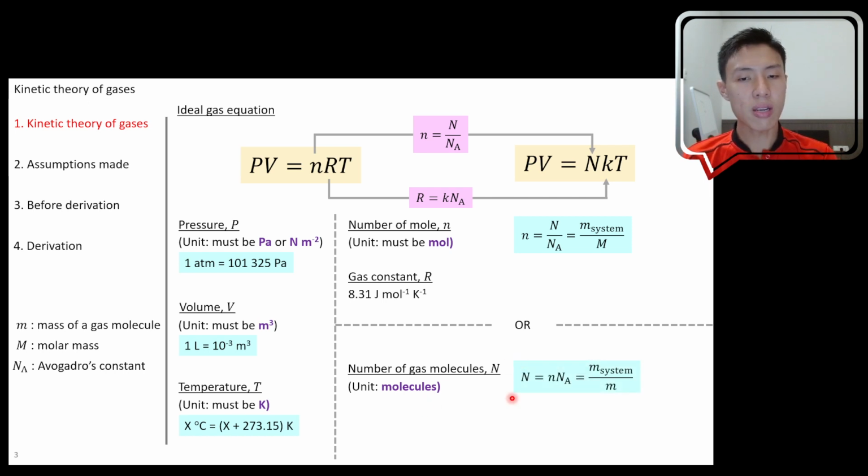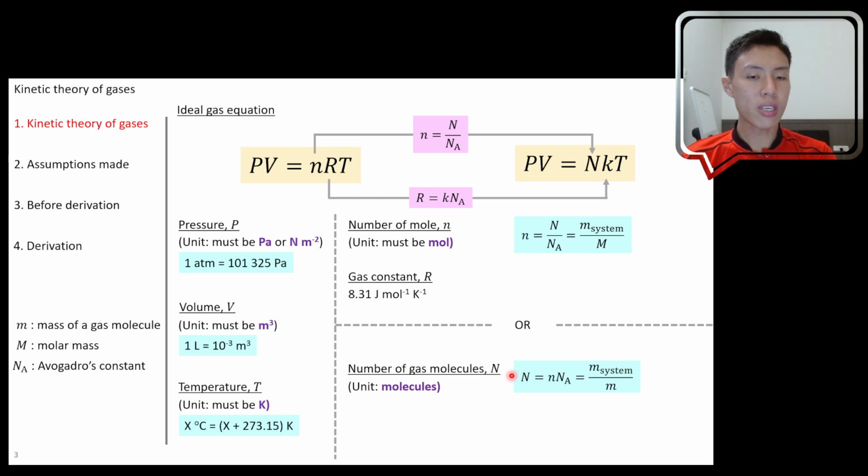The total number of gas molecules inside the system can be obtained by taking the number of moles, like I said just now, 3 moles of gas. Each mole has 6.02 times 10 to the power 23 gas molecules. So if you multiply them, you get the total number of gas molecules in the system.